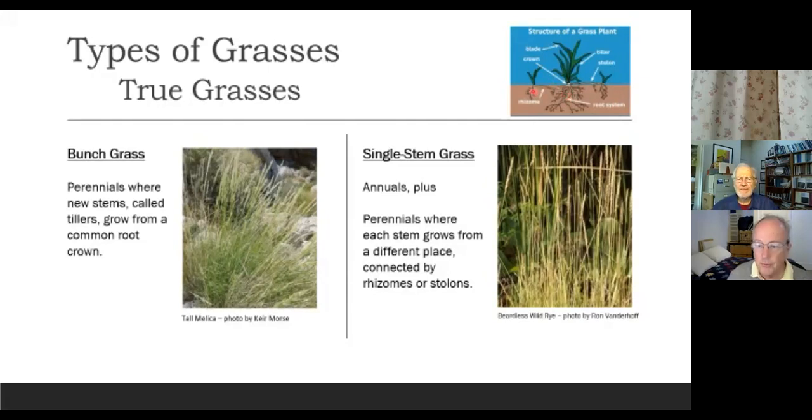Single stem grasses work differently. Annual plants grow fresh from seed every year, and perennials, grasses living more than one season, form colonies by growing new stems from stolons and rhizomes that grow sideways from the parent plant. These grasses don't form a clump, but spread out thinly in colonies across the ground. Actually, it can be thinly or thickly. So here's an example of a single stem grass. The lawn grasses are single stem grasses. And then here's an example of a bunch grass where all of the stems are growing from a single root crown.